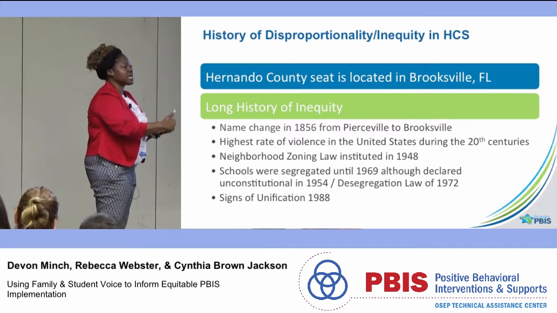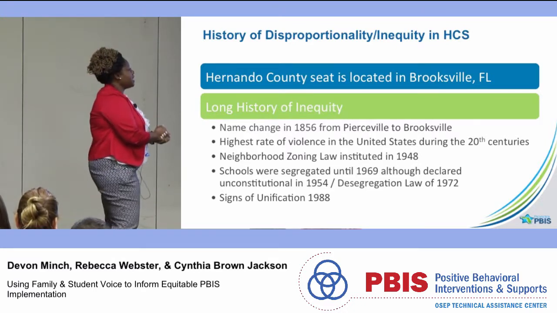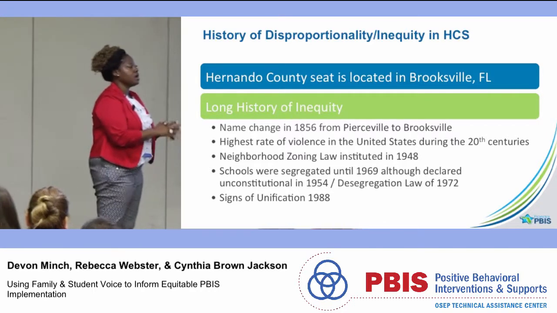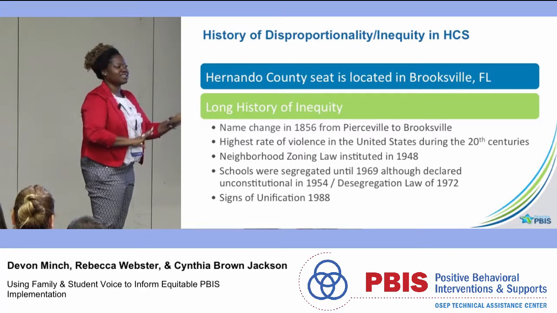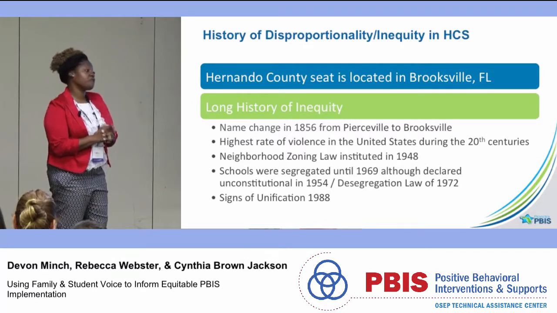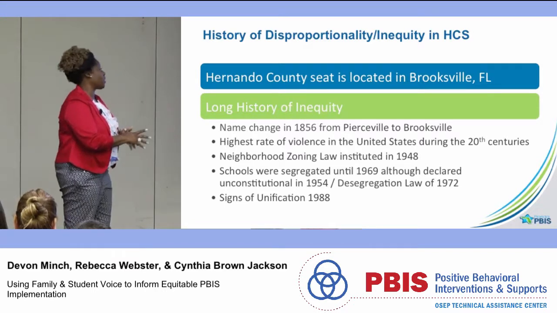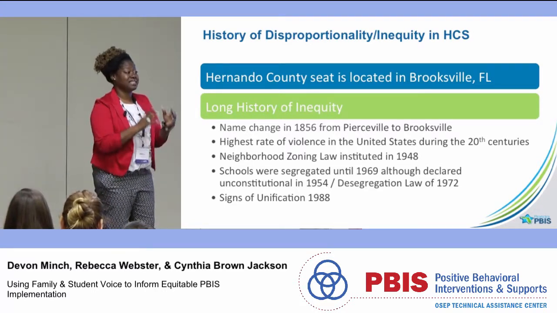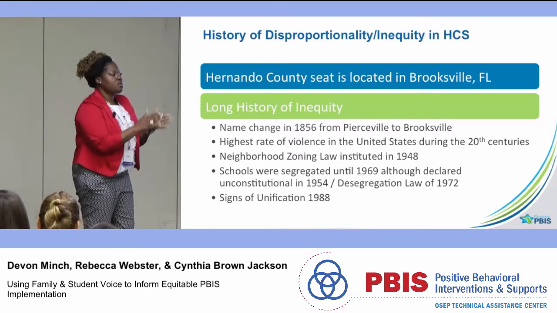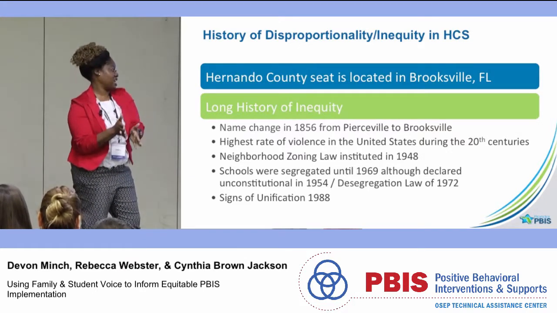Sometimes in order to understand why there is an issue, you have to look at the history of things. All right, in 1948, Brooksville came up with the neighborhood zoning law, as far as students attending school. Although it was declared in 1954 that we were not supposed to be segregated anymore, it wasn't until 1969 that this actually came into place here in Brooksville, Florida. So, although something is stated federally, it doesn't necessarily mean it's going to change locally.